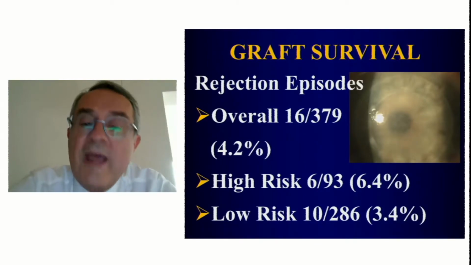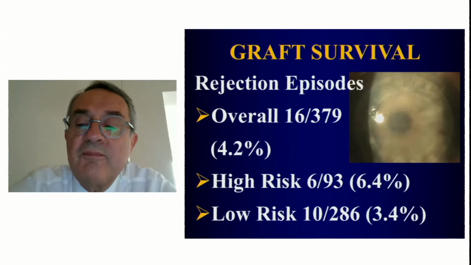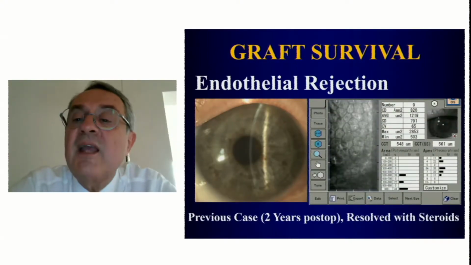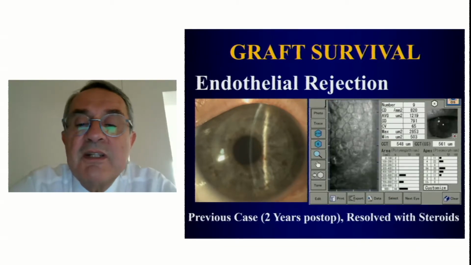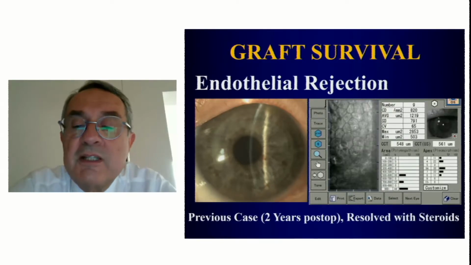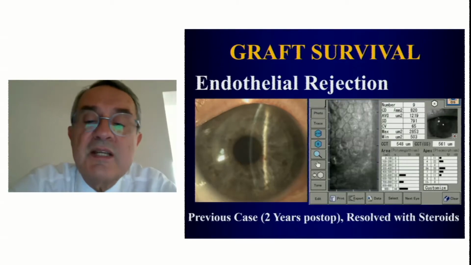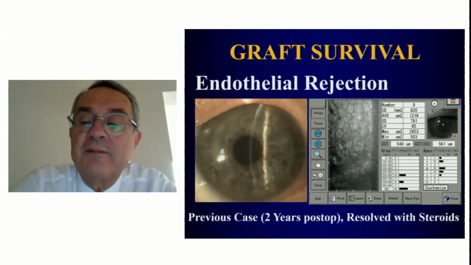Rejection episodes do happen, both in high and low risk, but in all cases, they went back with treatment. And you see, even if the number of cells is not that high, you must remember that there is only a small area with donor cells, only the 6 millimeter, but around it, there are 75% of the residual recipient cells that help repopulate and make the cornea clear.